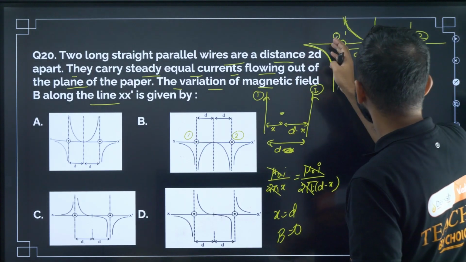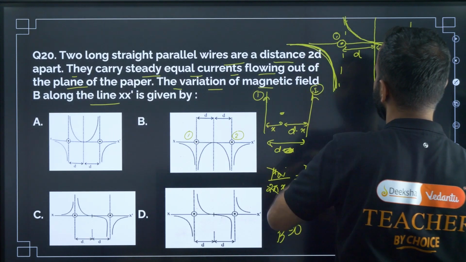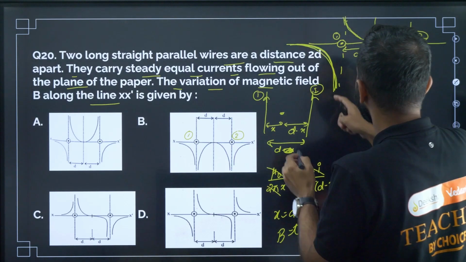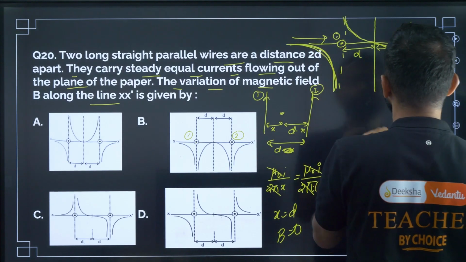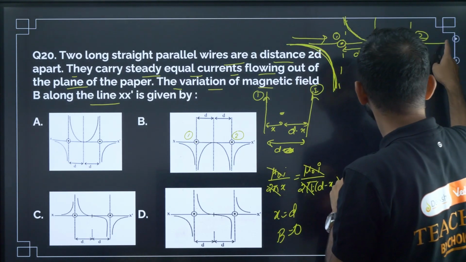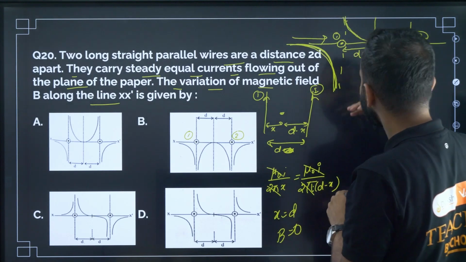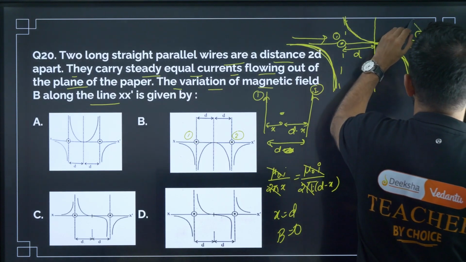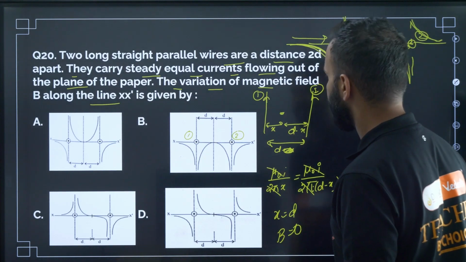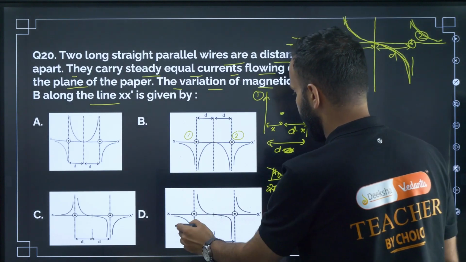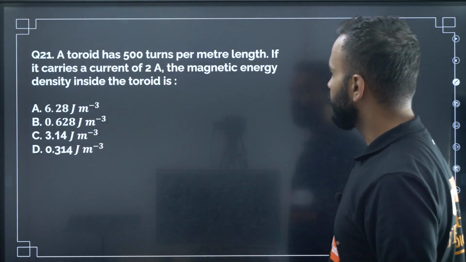And as you move away from the first wire, the magnetic field decreases, like this. Magnetic field increases as you move towards the first wire. Next, magnetic field increases as you move towards the second wire, but it is along positive y-axis. Okay, so this is the graph. So the correct graph is in option D. Next question, question number 21.